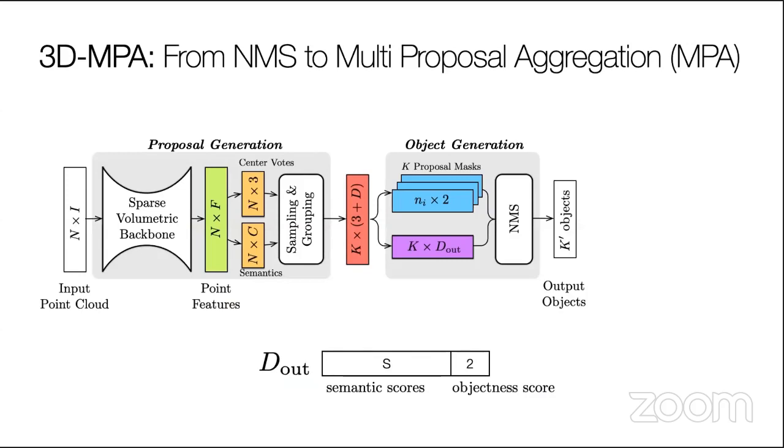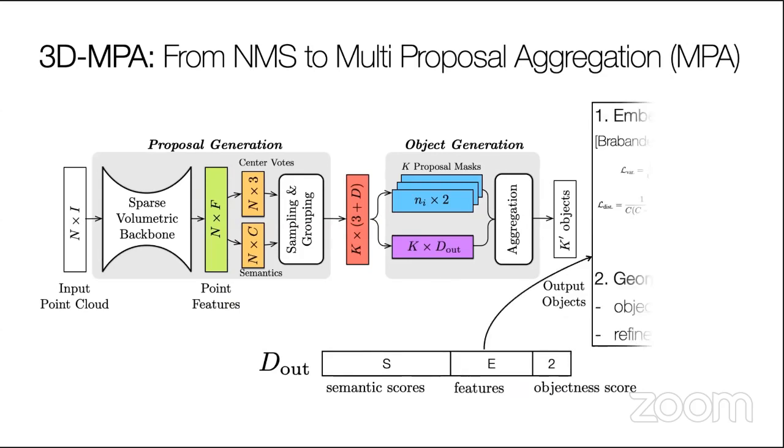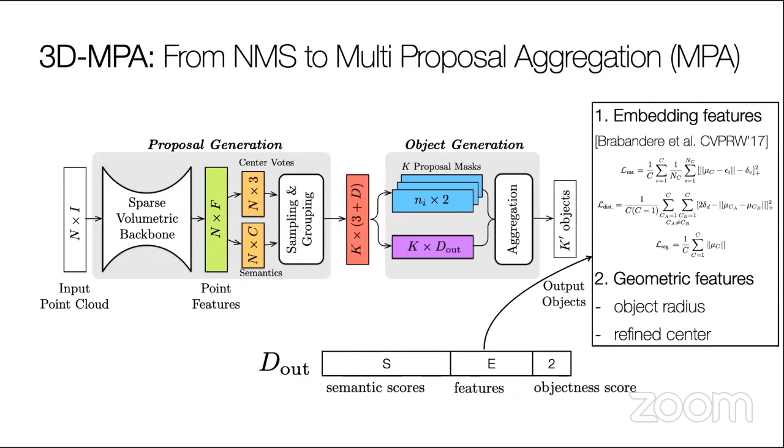Therefore, we propose to replace non-maximum suppression with multi-proposal aggregation based on the proposal positions or additionally learned features. We compare two kinds of learned features: embedding features, which we learn using the discriminative loss function from De Brabandere et al., and geometric features, which consist in regressing the radius of the object bounding sphere and a refined object center.